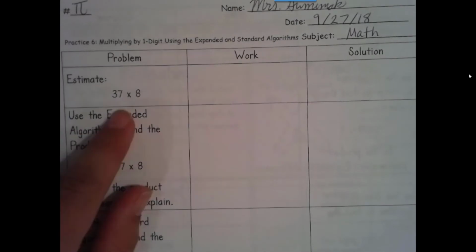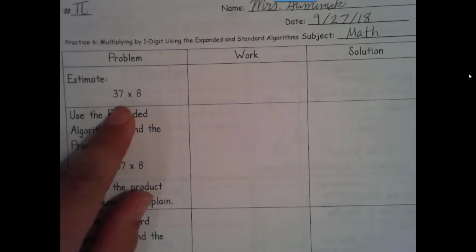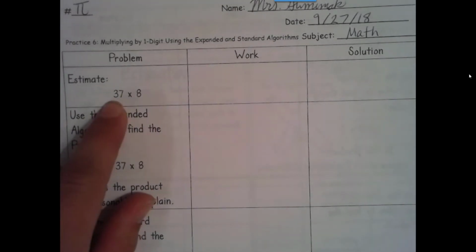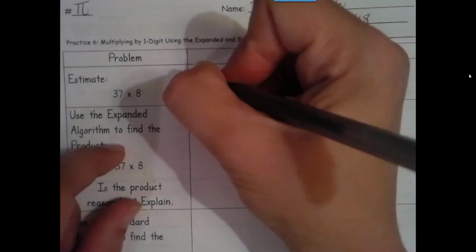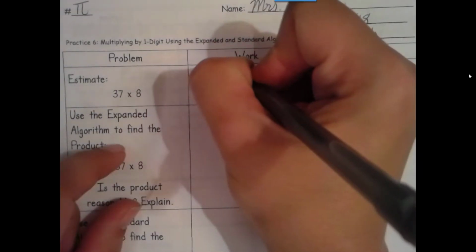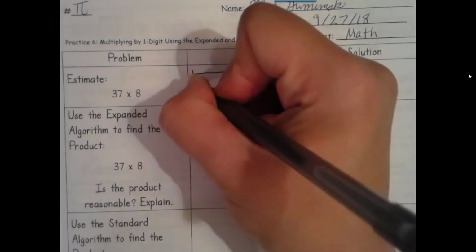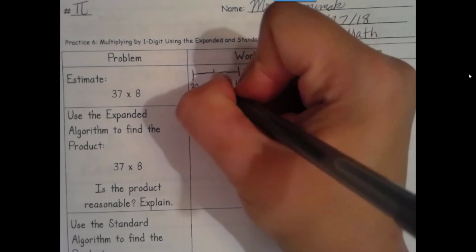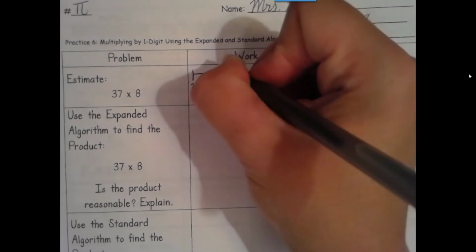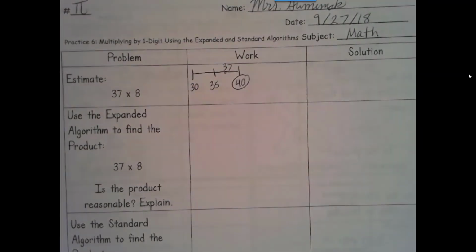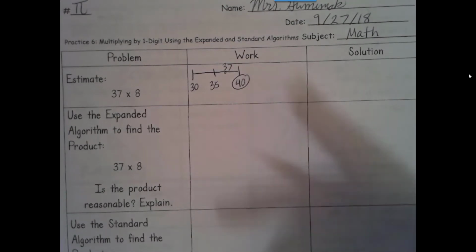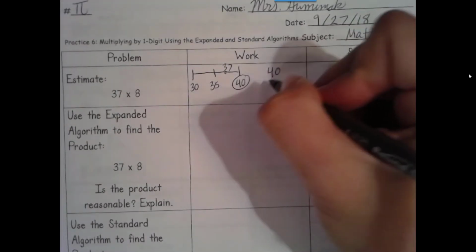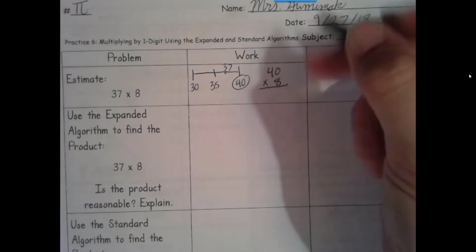All right, so first we need to estimate. So we're going to take our larger factor. Is 37 close to 25? No. So I'm going to use rounding to find my compatible number. It's between 30 and 40. Halfway is 35. 37 is on this side, so it is closer to 40. And so I have 40 times 8.